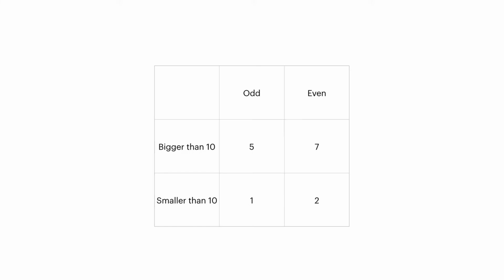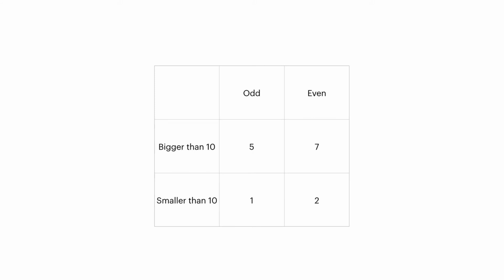The final thing to do with the Carroll diagram is to have a look at how many objects or numbers or shapes you have in each group. So on our Carroll diagram, we had 5 numbers that were bigger than 10 and were odd numbers. We had 7 numbers that were bigger than 10 and were even numbers. We only had 1 number that was smaller than 10 and was an odd number. And we had 2 numbers that were smaller than 10 and were even numbers.